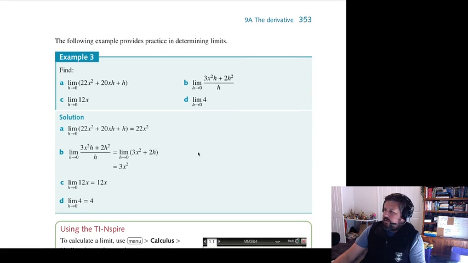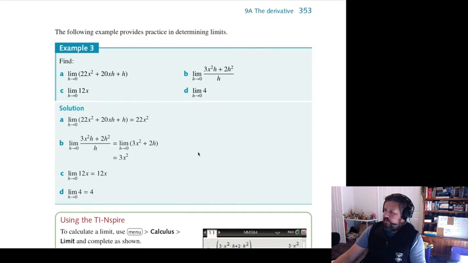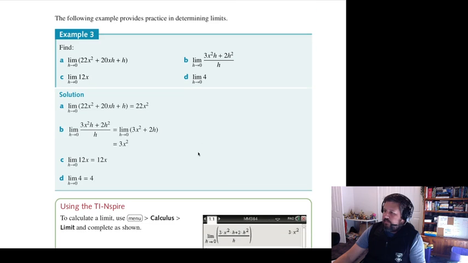Alrighty, let's have a look at the following practical examples determining limits. So it says here, find the limit as h approaches 0 for the following. Again, it's a matter of substituting in where h is 0. This here will become 0. 20x times 0 is 0. Plus 0, that's 0. They're all gone. They're cancelled out. You're left just with the 22x squared.